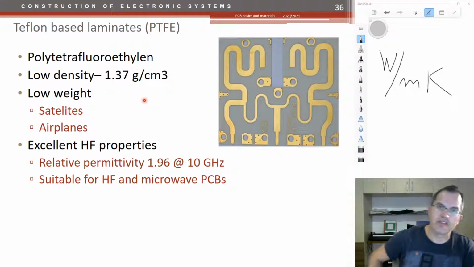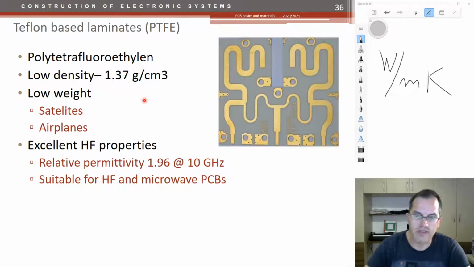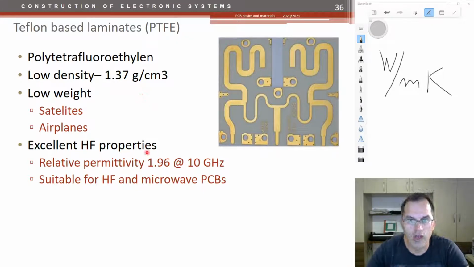The next material is Teflon-based laminate, PTFE, polytetrafluoroethylene. And this laminate is intended for highest frequency applications. It has the lowest permittivity between these materials, and it also has very low density. So it is used for very high frequency applications such as satellites, airplanes, and similar.